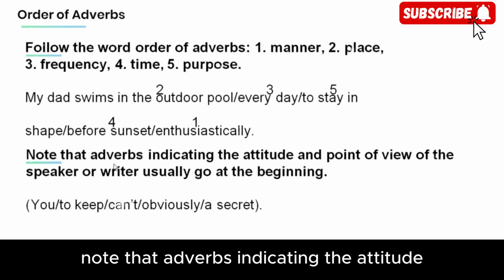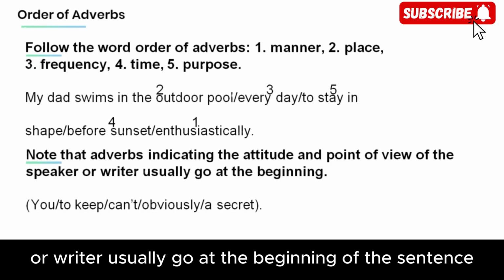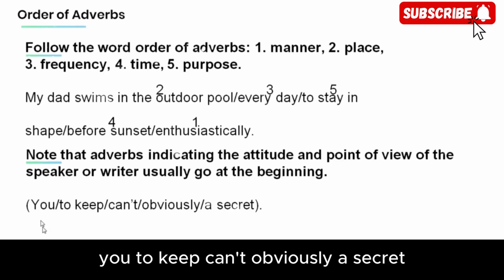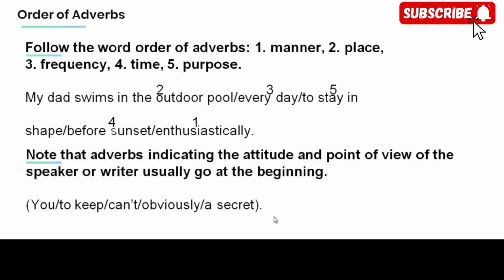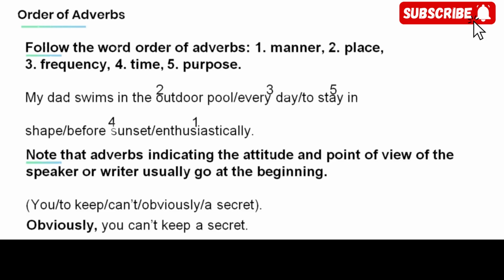Note that adverbs indicating the attitude and point of view of the speaker or writer usually go at the beginning of the sentence. Now create a sentence using the words in the following bracket. You to keep can't obviously a secret. Obviously, you can't keep a secret.